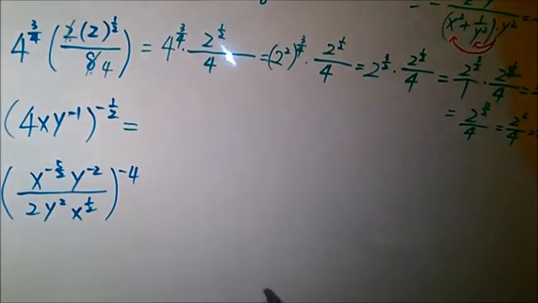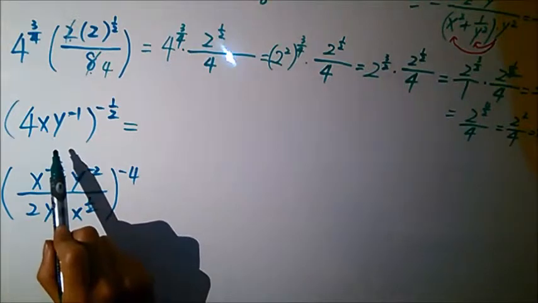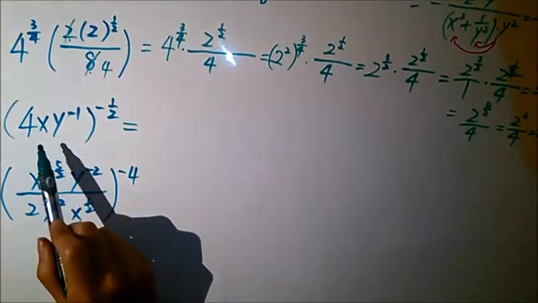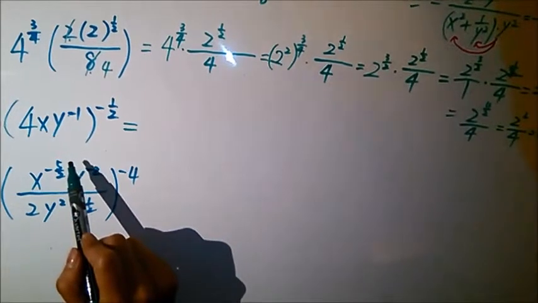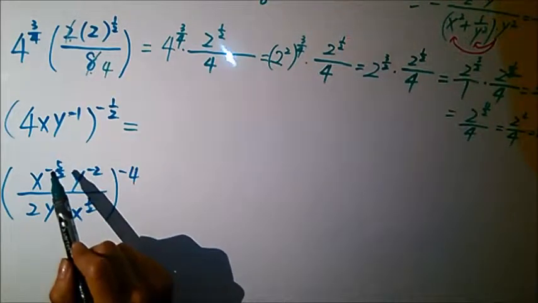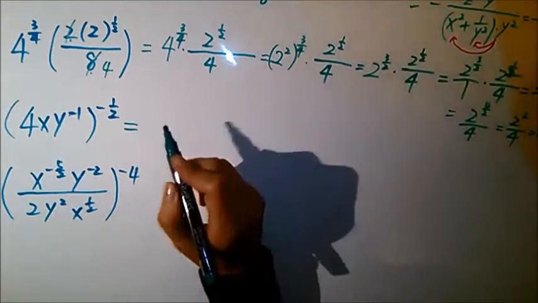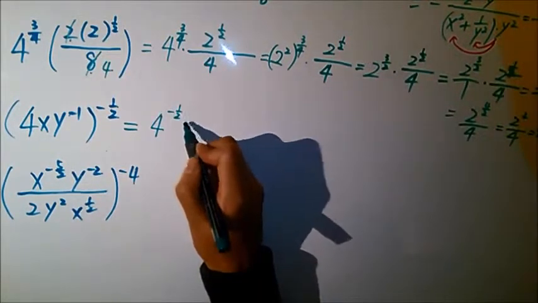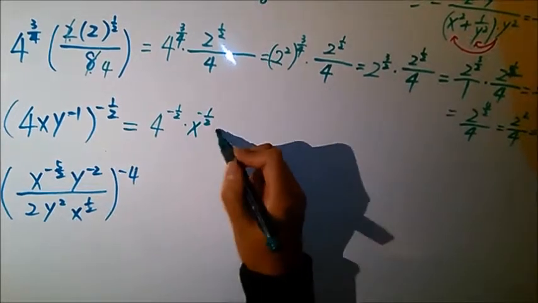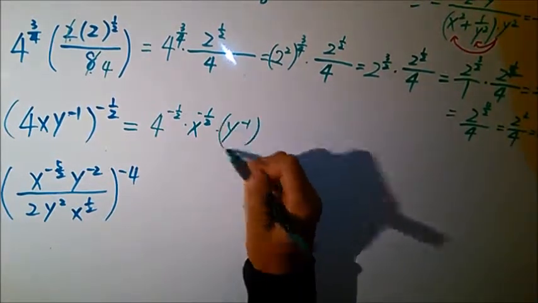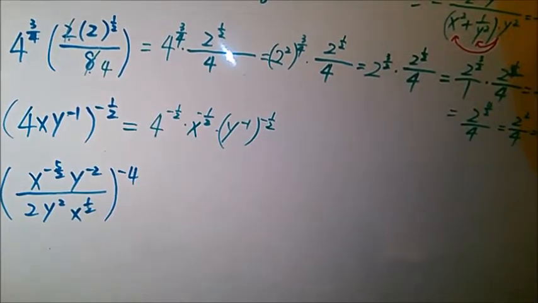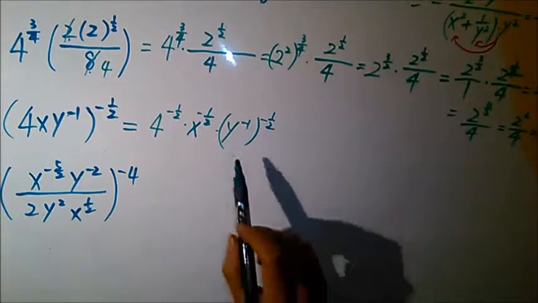So next question is 4xy to the power of -1, all to the power of -1/2. Okay, first we are going to distribute. There's no addition here, there's no subtraction here, so we can distribute. We can use the power rule and put that -1/2 into all the numbers and variables there. So it'll be 4 to the power of -1/2, x to the power of -1/2, and y to the power of 1/2, because negative times negative is positive. Okay, there we go.